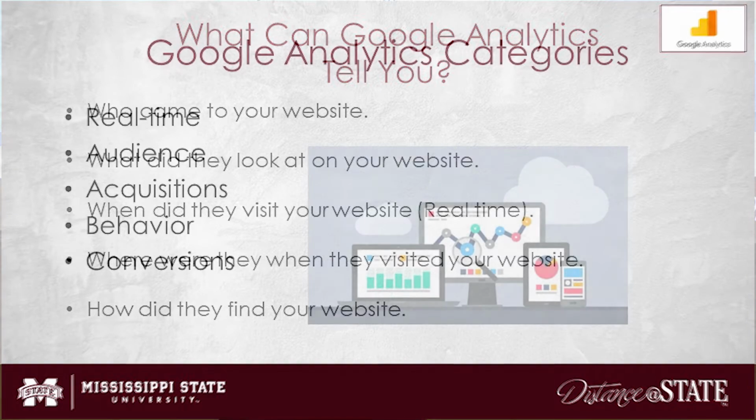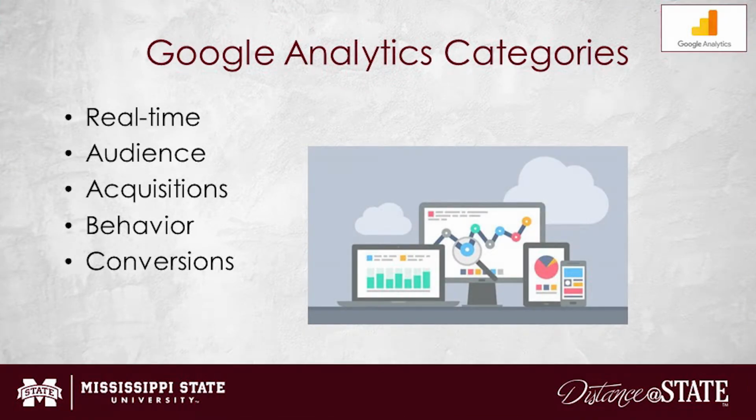There are 5 main categories within analytics. When you log into analytics, these are the 5 categories that you'll see. The first one is real time, which shows you everything that's currently happening at that exact moment on your website. Who's on your page, the geography, what browser they're on, and how many people are currently on there.